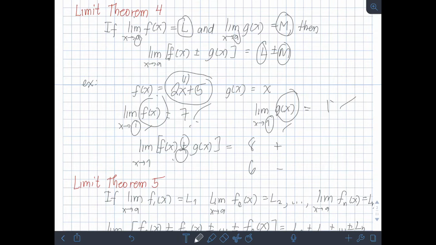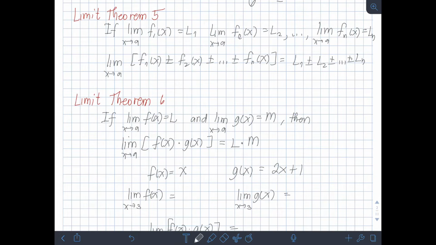Okay? So, another concept na pwedeng ma-imagine dito ay pwedeng i-distribute yung limit sa functions. So, kung meron kang f of x plus minus g of x, pwede mo silang paghiwalayin by distributing limit of f of x first plus minus limit of g of x as x approaches 1. Okay? Next, we have limit theorem 5.